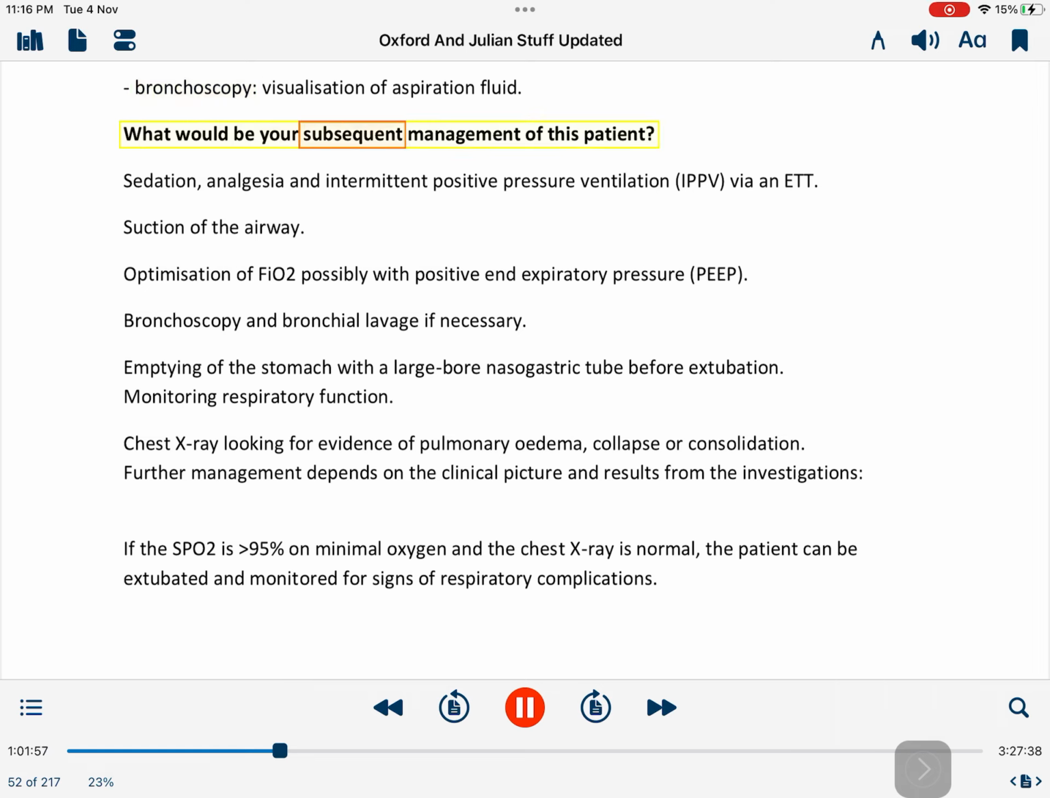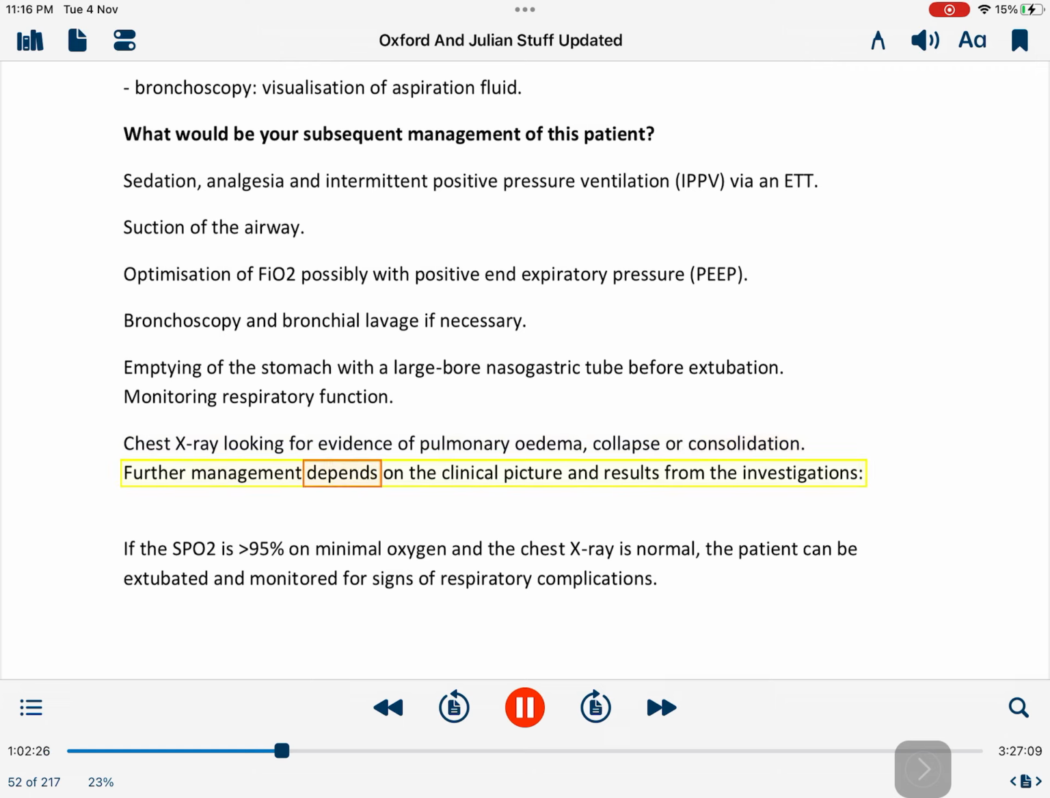What would be your subsequent management of this patient? Sedation, analgesia and intermittent positive pressure ventilation (IPPV) via ETT. Suction of the airway, optimization of FiO2 possibly with positive end-expiratory pressure, PEEP, bronchoscopy and bronchial lavage if necessary, emptying of the stomach with a large bore nasogastric tube before extubation. Monitoring respiratory function, chest X-ray looking for evidence of pulmonary edema, collapse or consolidation.